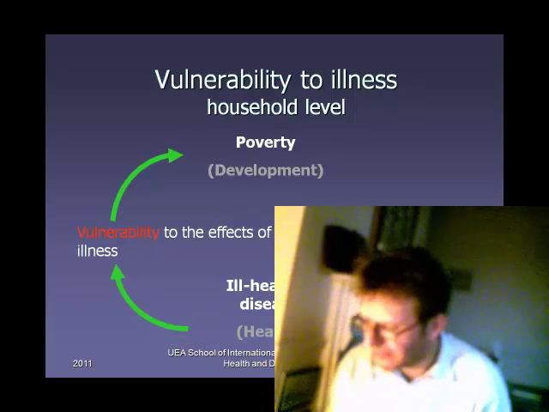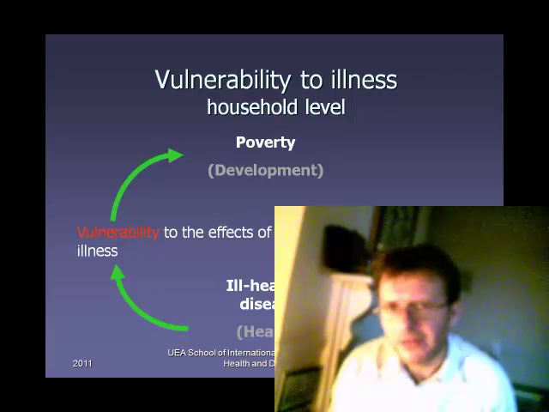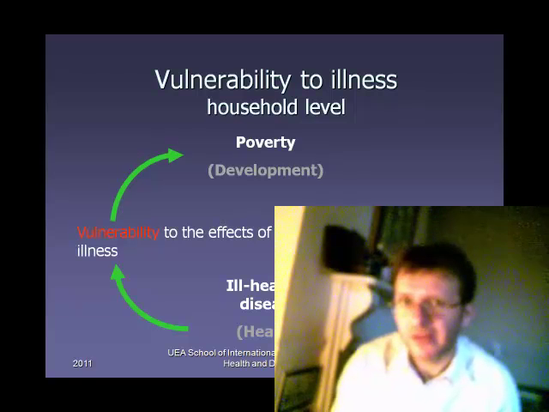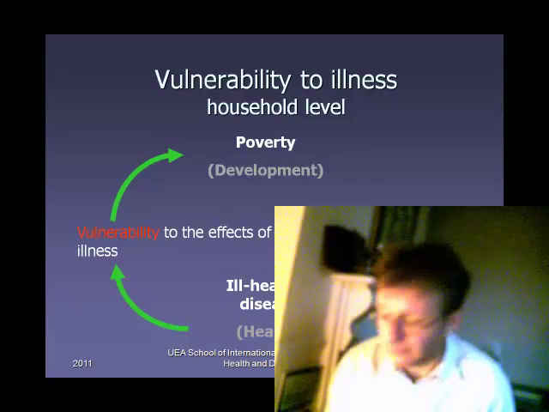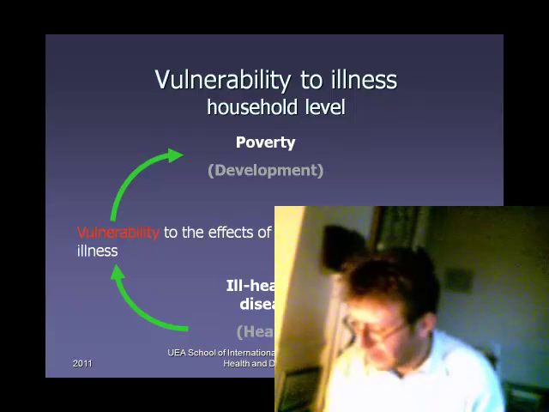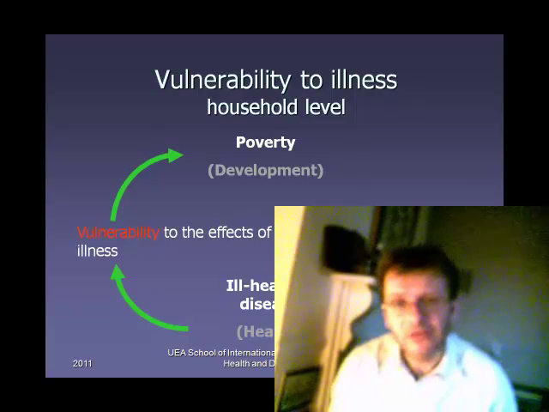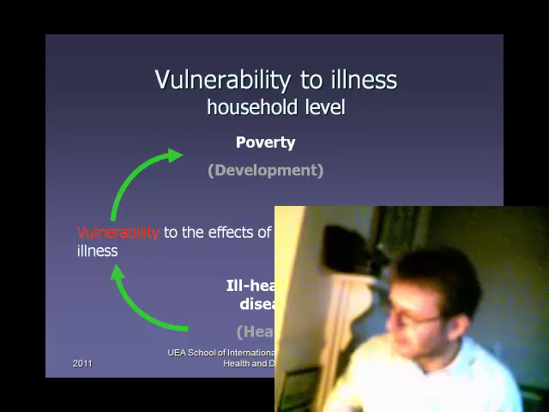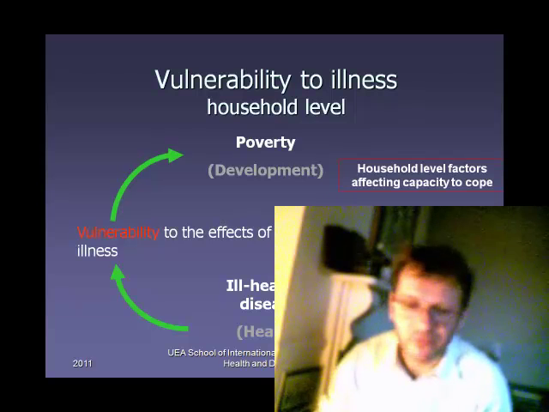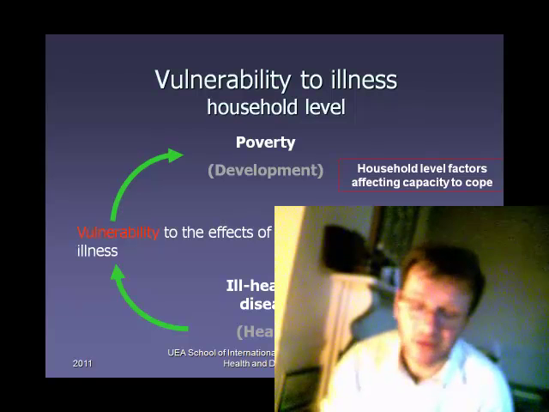And we can ask several questions. Do poor people have the ability to access healthcare services when they're ill? Can they afford those health services when they're ill? And therefore, do they have the capacity to cope and manage with the illness? And we can look at several factors that influence vulnerability to illness at household level. And we call them household level factors affecting capacity to cope.